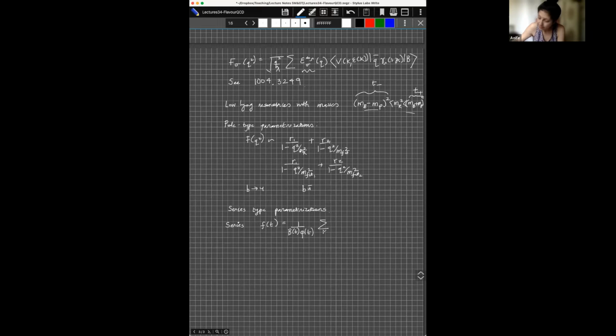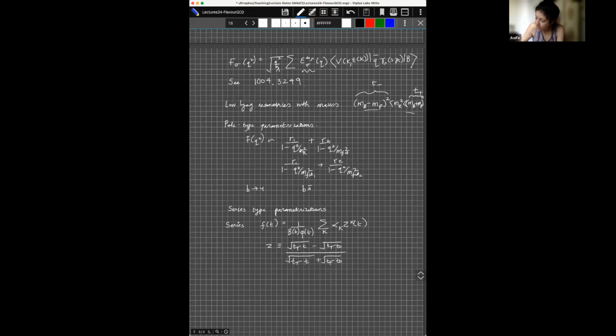It is writing the form factor as some prefactors, which I'll explain in a minute, and then a sum over some coefficients times some variable z, which depends on t. And this z is defined as the square root of t plus minus t, minus the square root of t plus minus t naught, over the square root of t plus minus t plus the square root of t plus minus t naught.